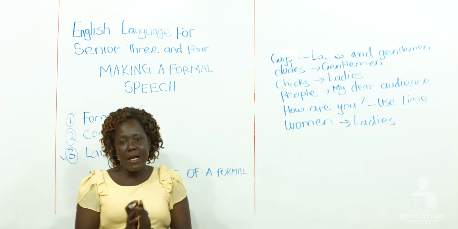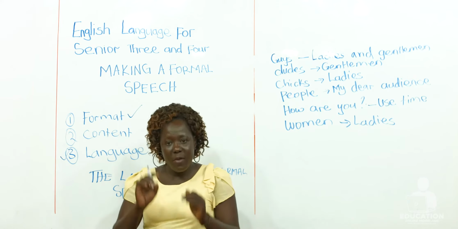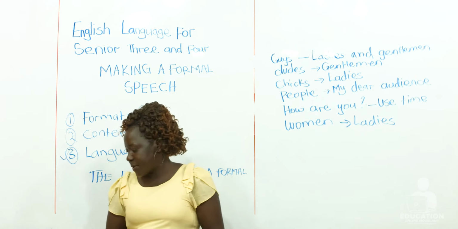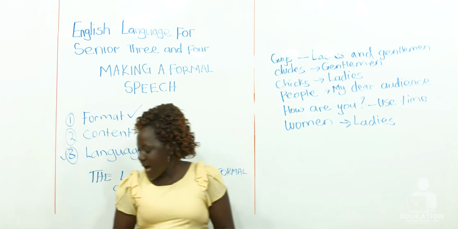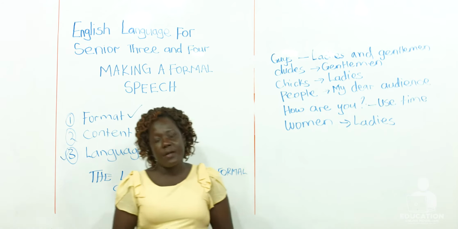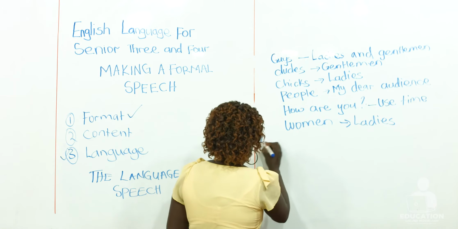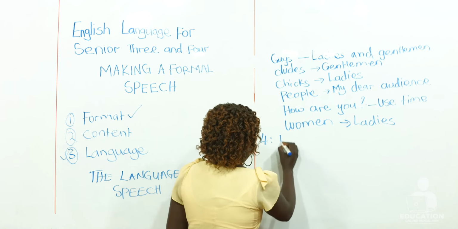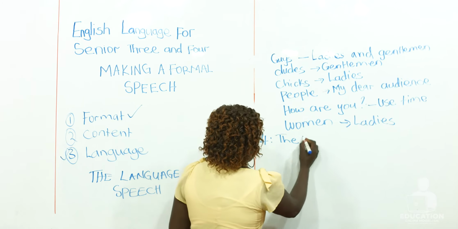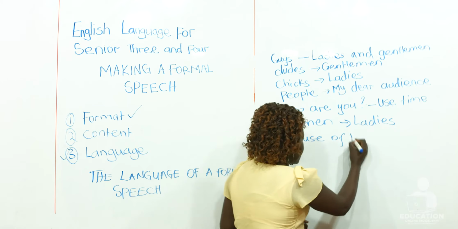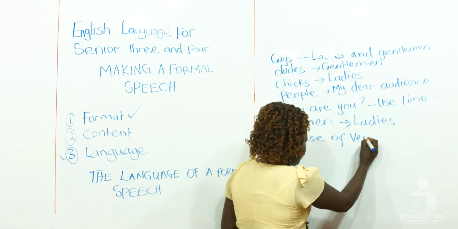My dear learners, let us look at number 4. What do we consider under language? We're going to look at vernacular, the use of vernacular. That is number 4. The use of vernacular. And vernacular is spelled as V-E, not V-A.